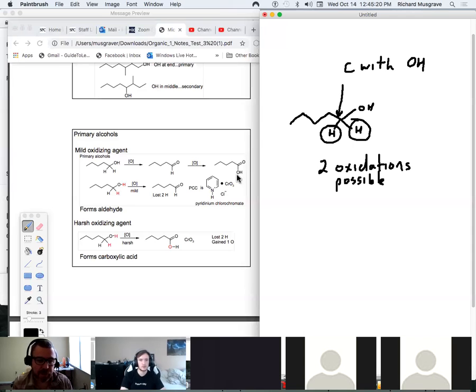Does anybody have any questions so far? So the implication is that if we just hit it softly, we can oxidize it to an aldehyde. If we hit it really hard, then we can oxidize it to an aldehyde, which then oxidizes to a carboxylic acid. So the mild oxidizing agents won't put it all the way to carboxylic acid. That's right. It'll stop here at the aldehyde.